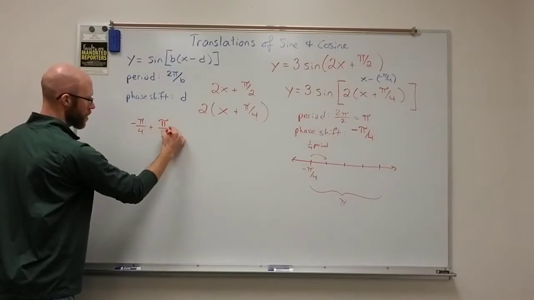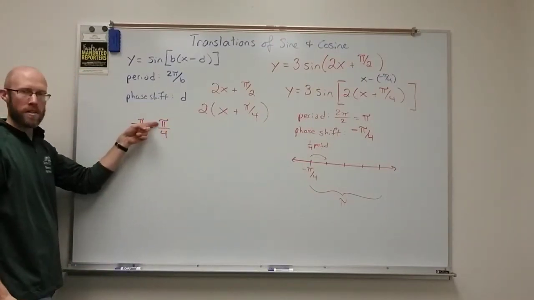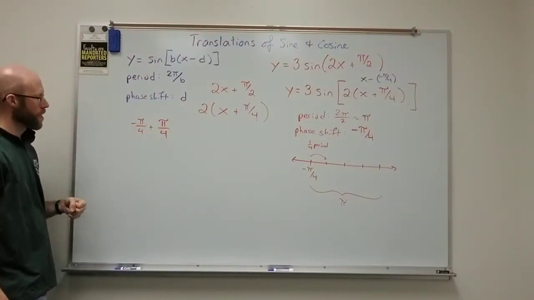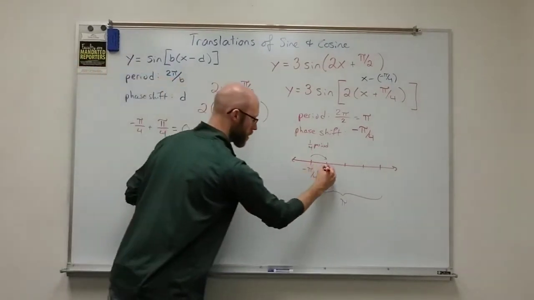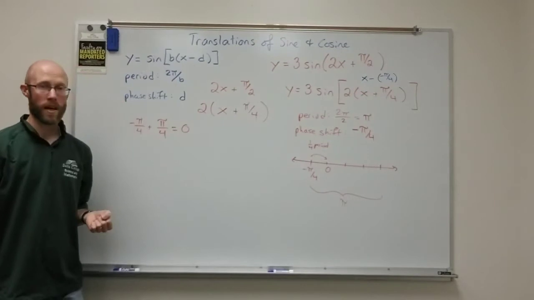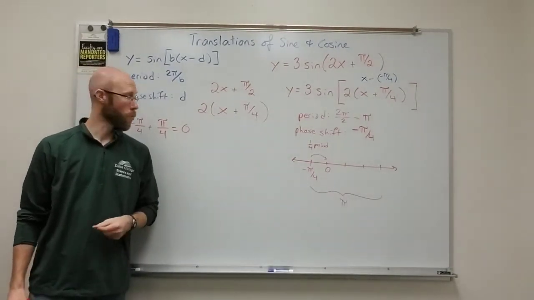Okay, my quarter period is the period divided by 4, okay? Well, negative pi over 4 plus pi over 4 is 0. So that gives me a nice value. I know I like that one. That's going to be right on the y-axis.